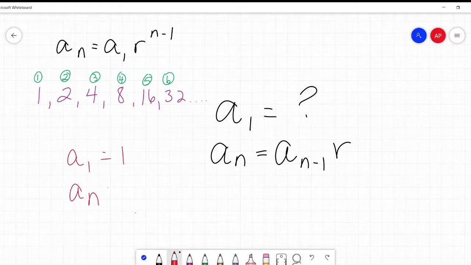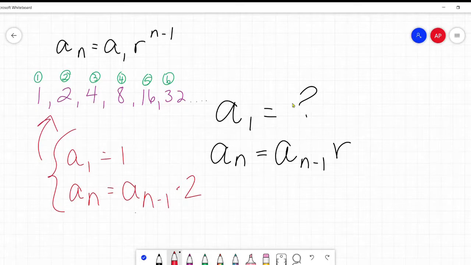So, second part of the equation, a sub n equals a sub n minus 1. Again, I don't touch any of that. What's my ratio? It's times 2. So, right? Times 2. And that is the recursive formula for this sequence.